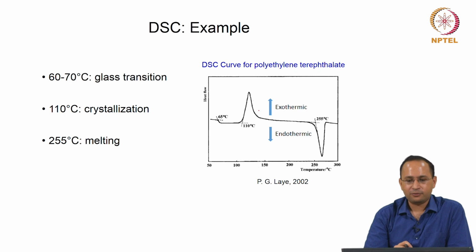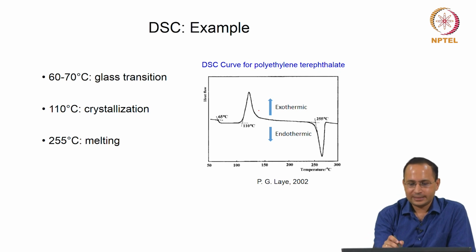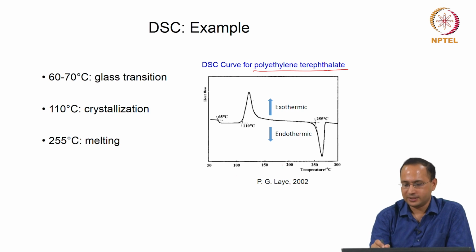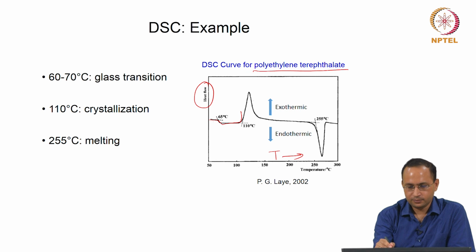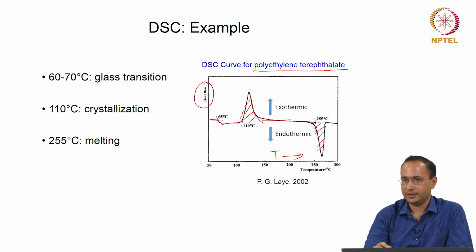So, a few examples of DSC. Here is a typical DSC curve for polyethylene terephthalate. So, what happens when you increase the temperature to the heat flow? This is the temperature increase. You see some drop, then the curve stays like this, then you see the peak. This is an exothermic peak, then you see an endothermic peak. Exothermic means you are releasing heat, endothermic means it is using heat.